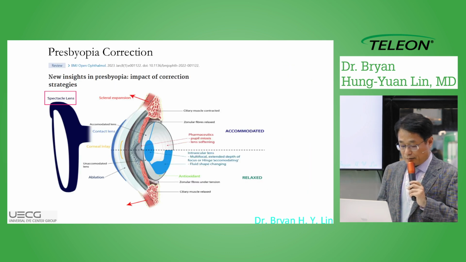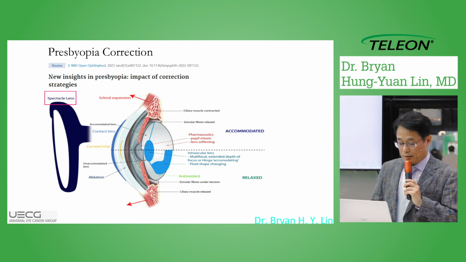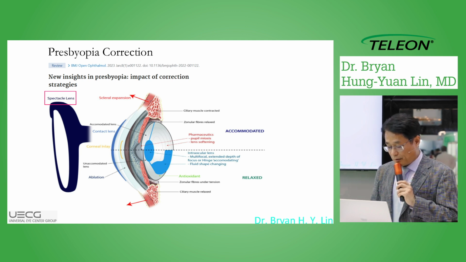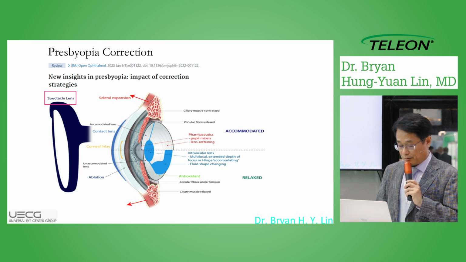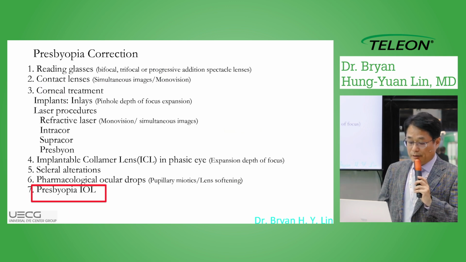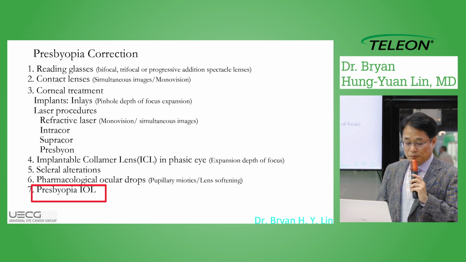This slide highlights the various methods we have explored over time to correct presbyopia, including spectacle lenses, contact lenses, corneal inlays, laser ablation, scleral expansion, pharmaceuticals, and a variety of presbyopia-correcting IOLs. Additionally, methods such as intraocular, supraocular, Presbyon, and ICL have also been introduced for presbyopia correction. Today, I will focus on presbyopia-correcting IOL in affected eyes.